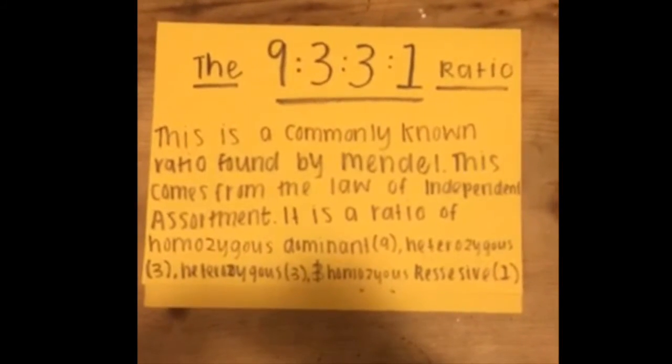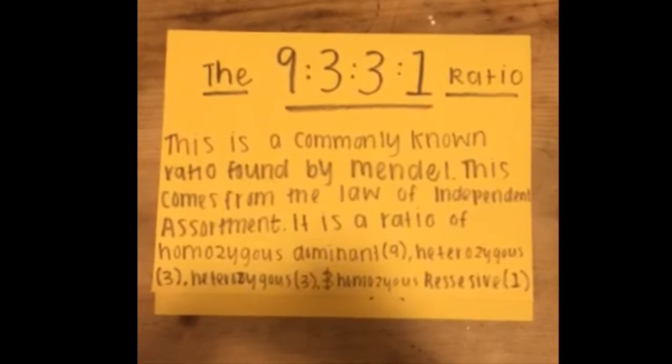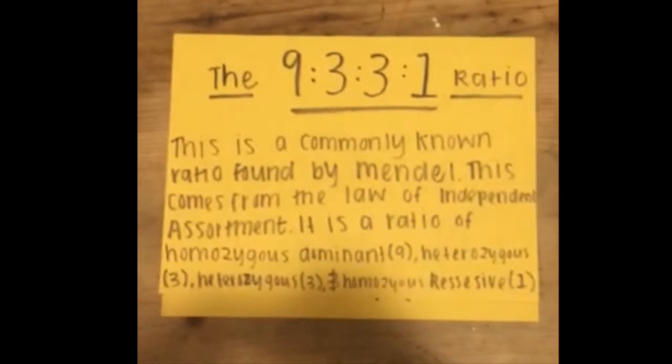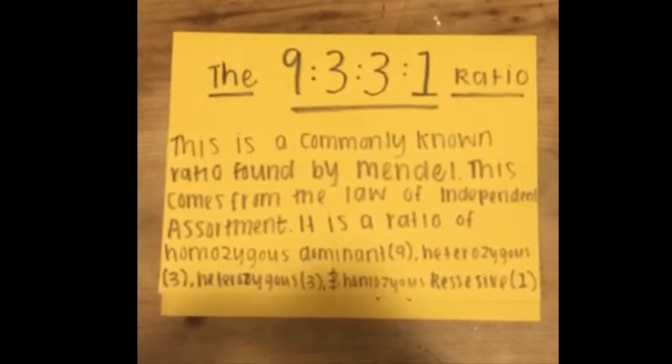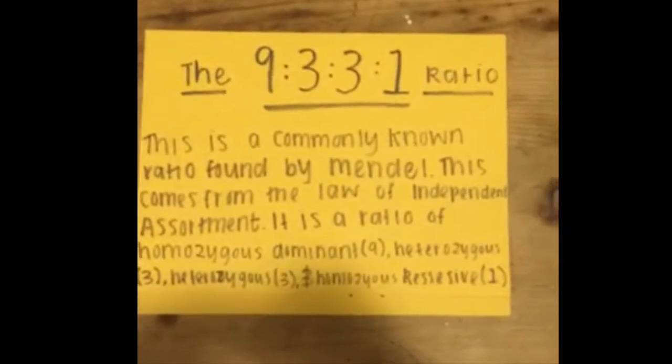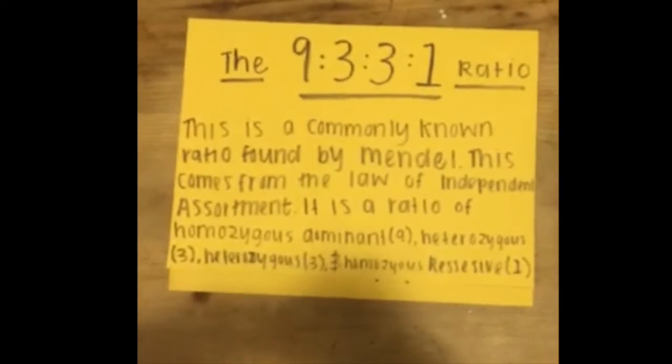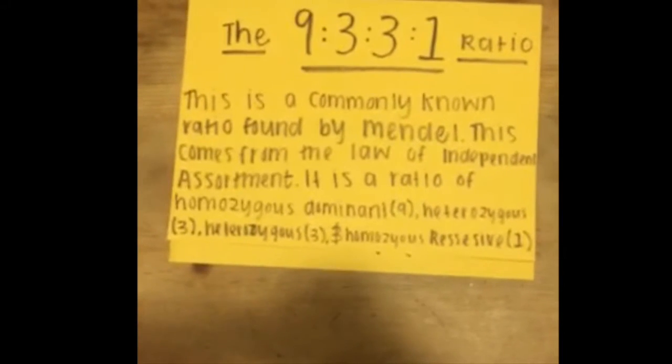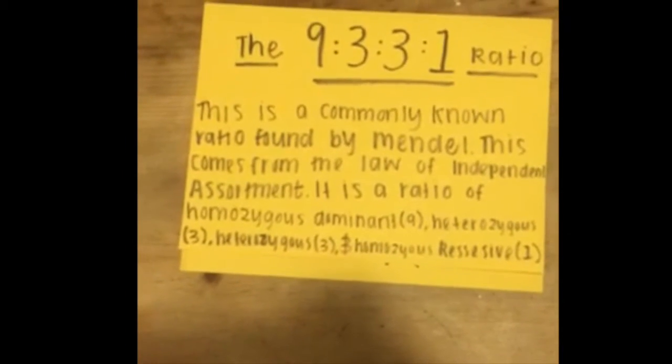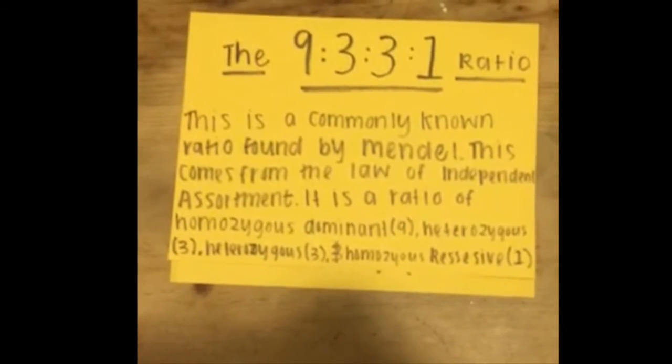This is a commonly known trait called the 9:3:3:1 ratio. This is commonly known and it was found by Mendel. This comes from the law of independent assortment, and it is a ratio of the dominant phenotype, which was the 9, one of the mixed phenotypes, which was the 3, the other mixed phenotype, which was the other 3, and the recessive phenotype, which was the 1.